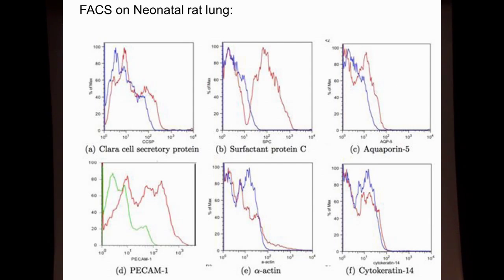As I've said, for our experiments on rats thus far, we've isolated epithelial cells from neonatal rat lung, characterized these cells, and then implanted them in the matrix. This is FACS data showing populations of different types of cells that we obtained from neonatal rat lung, including Clara cells, cells that make surfactant protein C, which are type 2 cells, cells that make aquaporin 5, which are type 1 cells, as well as some other cell types.